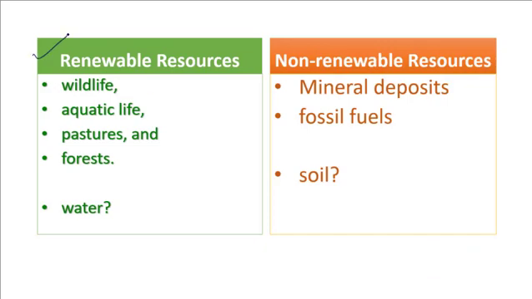Renewable resources include wildlife, including plants and animal life, aquatic life, pastures and forest. And there are many opinions about whether water is a renewable type of resource or not. So plants, that means crops and forests, etc., and animals, like milk and meat production, are replaced from time to time because they have a life cycle and a continuous harvest is possible.